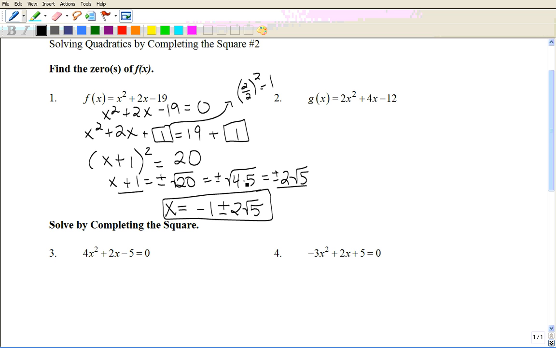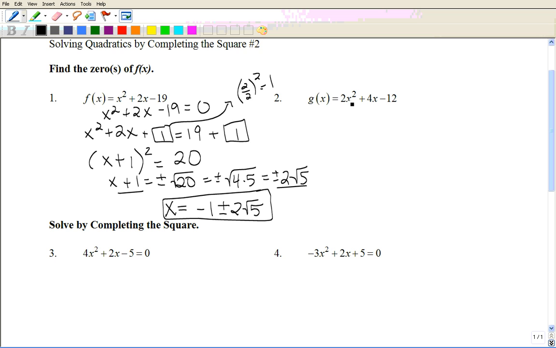Now remember, these quadratics look like a parabola on the graph. They are a parabola on the graph. So there are usually either 0, 1, or 2 solutions. So here we have 2 solutions. One of them is negative 1 plus 2 square roots of 5, and the other one is negative 1 minus 2 square roots of 5. So we have 2 solutions sitting right here.